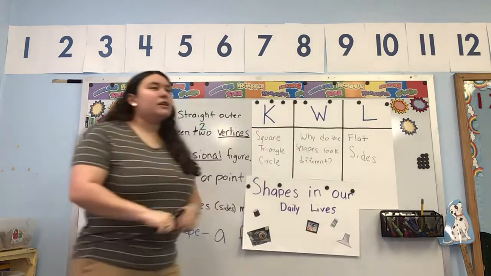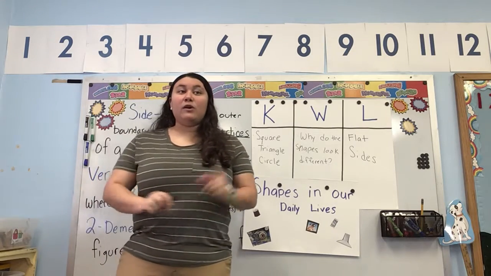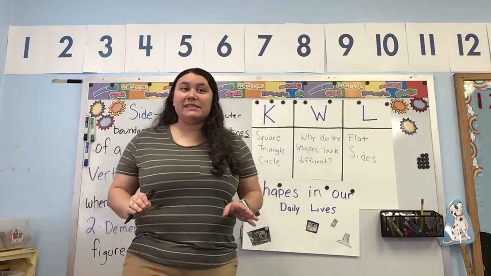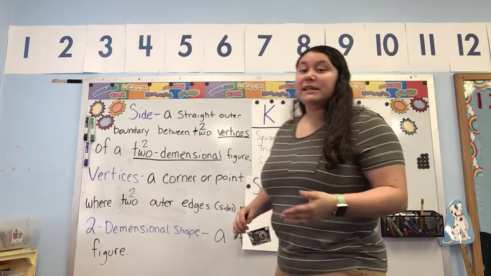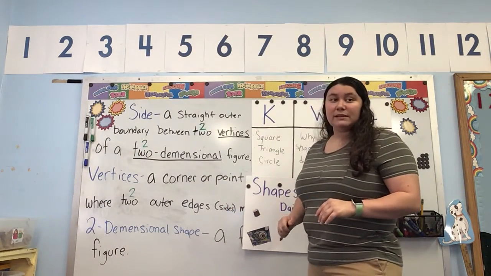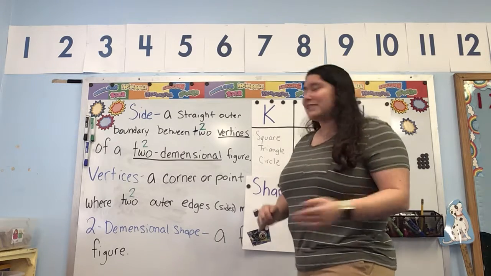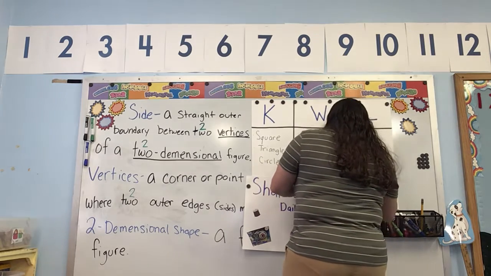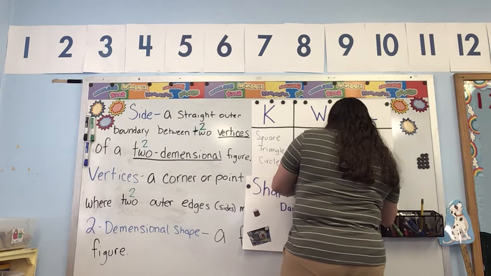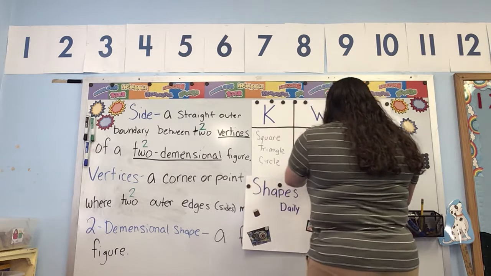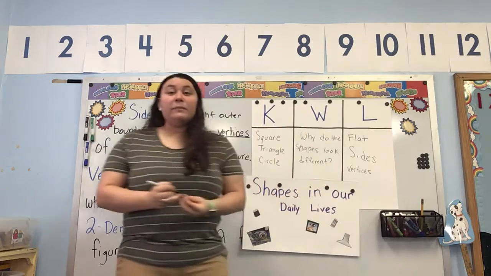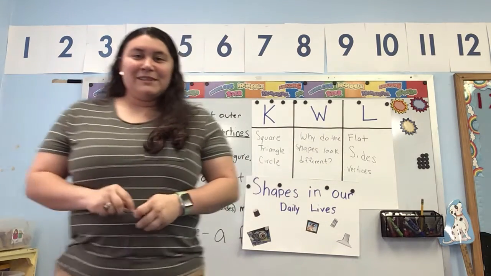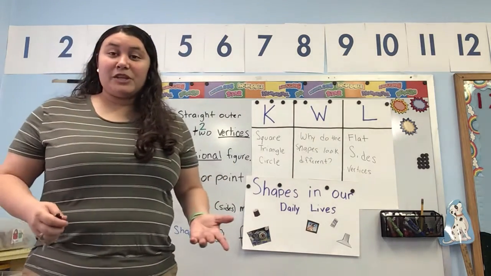And what was the other thing that we learned today? Now, we called them points at the beginning of the lesson, but with our vocabulary that we used, what is that word that we used for points? Right, vertices. Good job. We learned about vertices. Good, so now we completed our KWL chart. So we know some more about shapes.